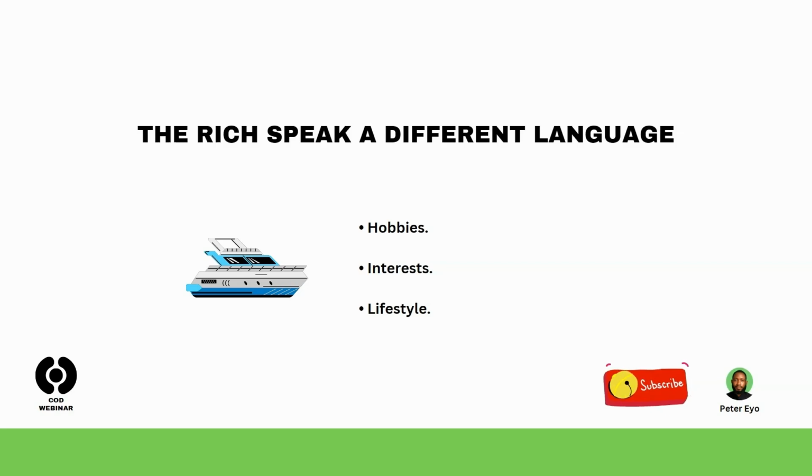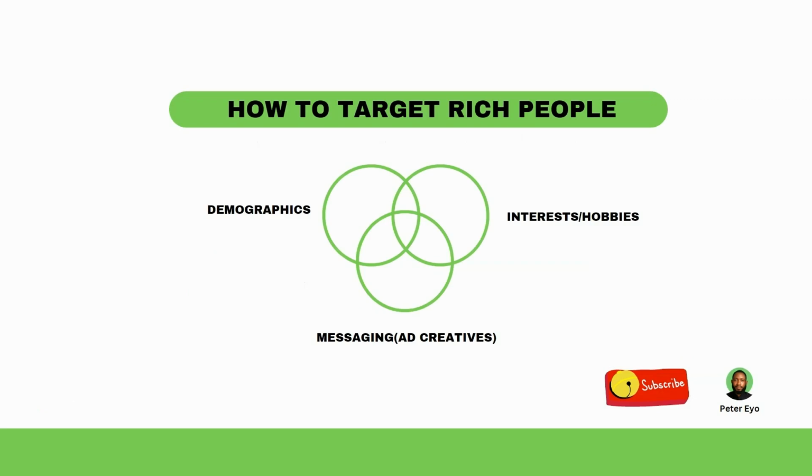And if you don't understand the kind of hobbies they have, the kind of interests they have, and the kind of lifestyle they have, you will not be able to reach them using your Facebook or Instagram ads. So how do you target the rich? Obviously, you're still going to use these demographics, interests, and hobbies, and then your messaging, but you are going to do it differently. We are not going to focus on the demographics. Everybody who is rich can be a male or a female. Same with poor people. They can also fall within the age range of 30 to 65 plus.